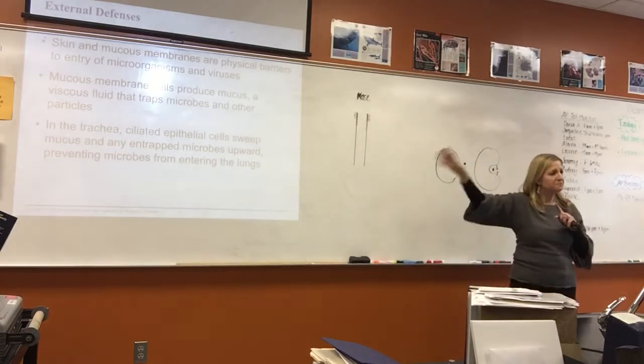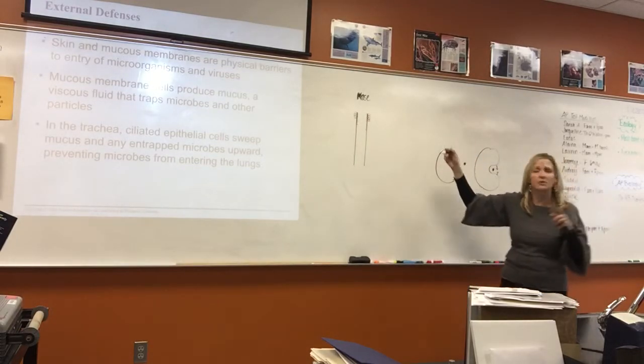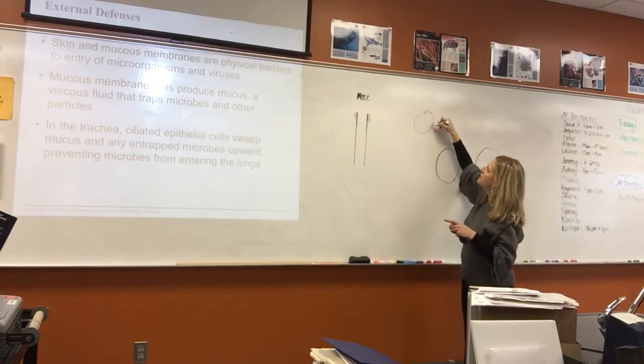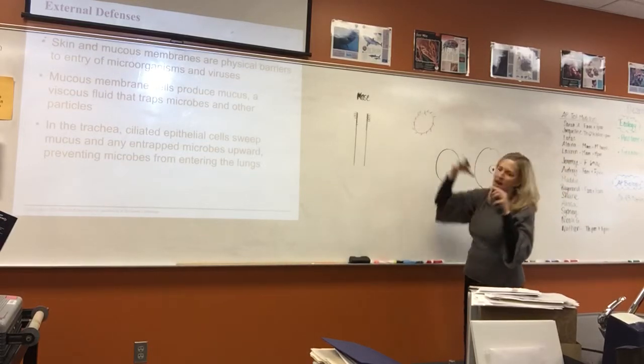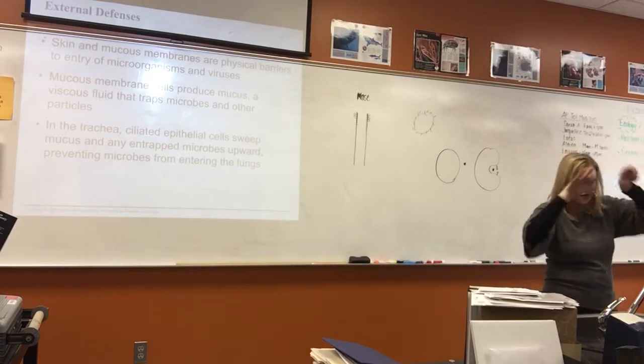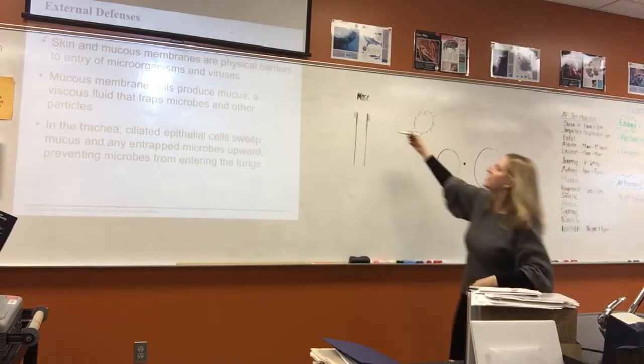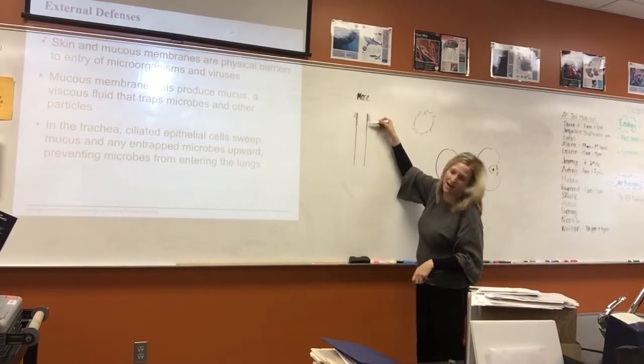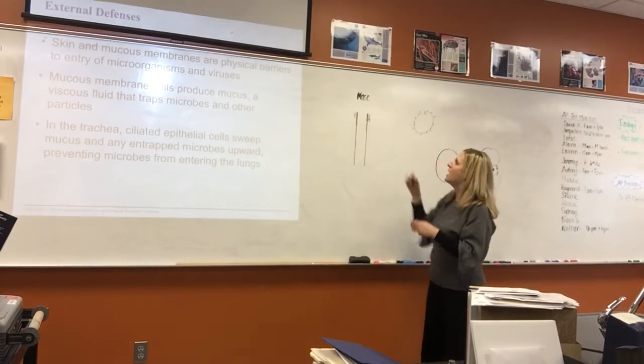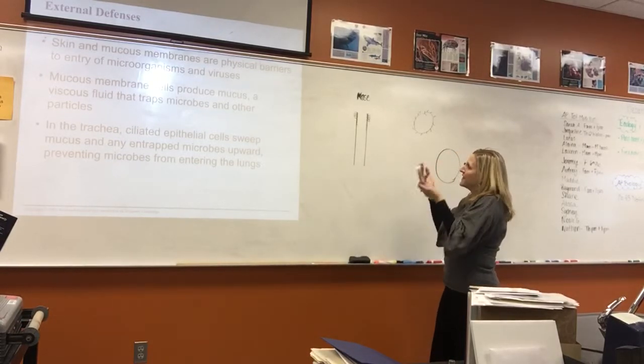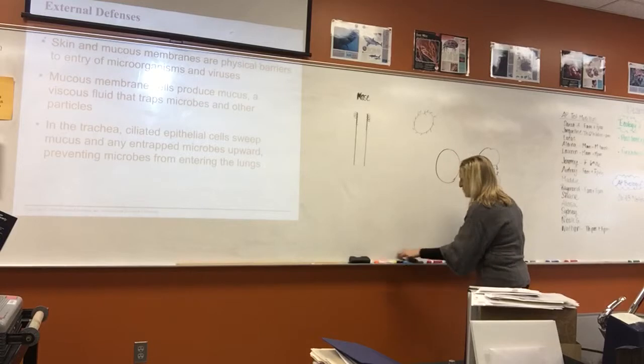Cilia can be used by unicellular organisms to actually move. So you can have little protists that live in fresh water, and they have little cilia to help them move. These cells are not moving. These cells stay part of your trachea, but the cilia do move. And so let's look at what they move.